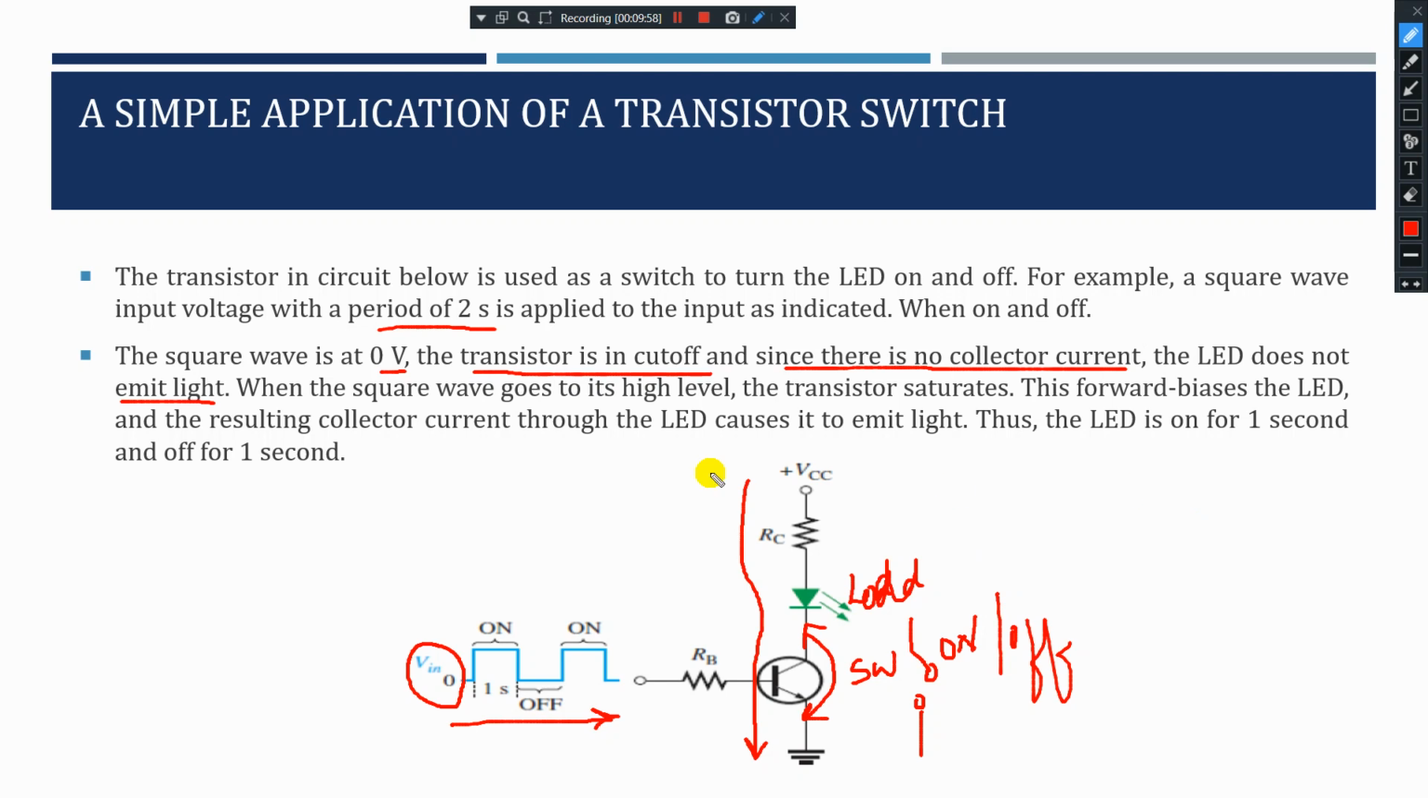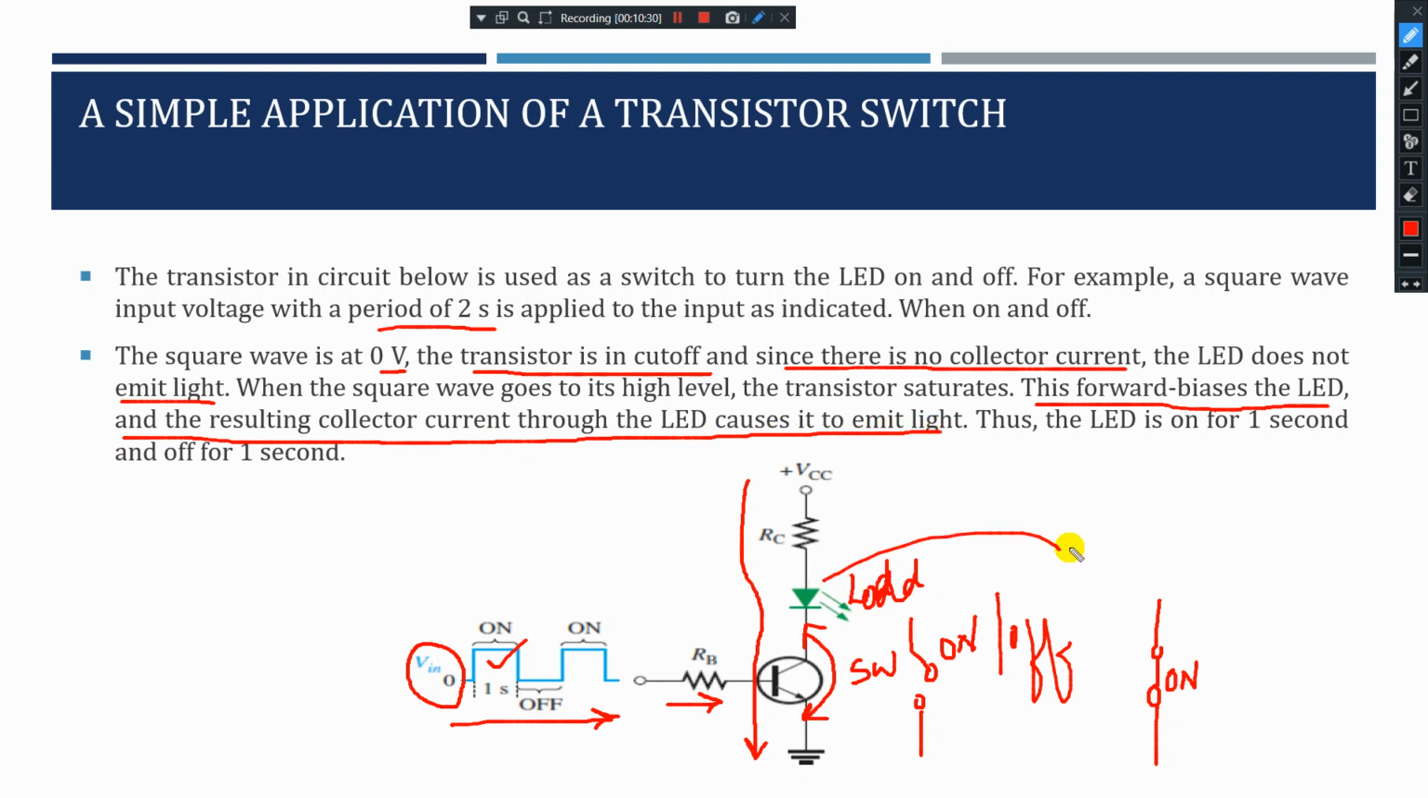Now when the square wave goes to its high level, what is the condition here? When it goes to high level, the transistor saturates. That means there is an input to the transistor, and the transistor is in on condition. When the transistor is on, it works as a switch, so the switch is on. That means the LED is forward biased and the resulting collector current through the LED causes it to emit light. The load is nothing but your LED, and it will be on.